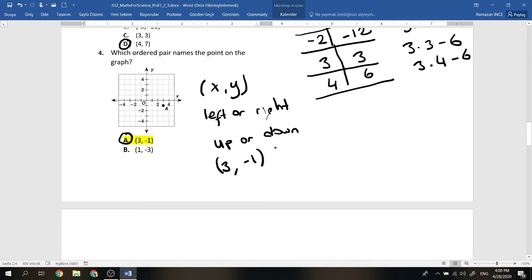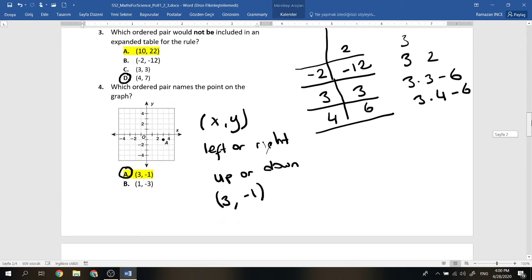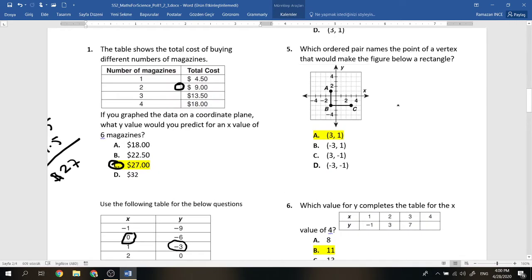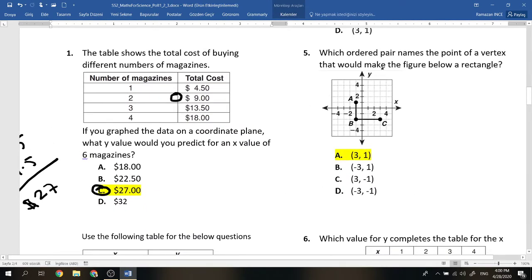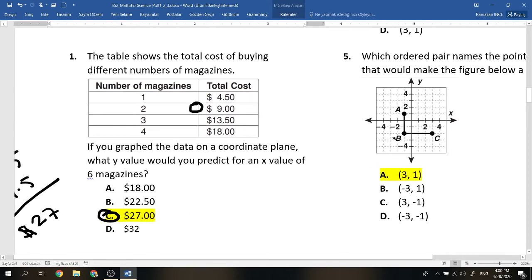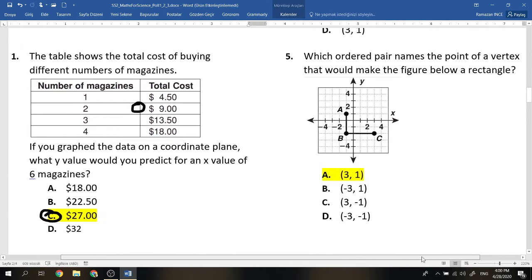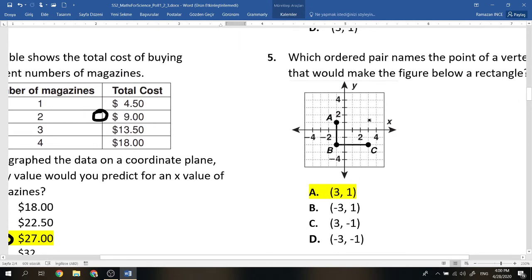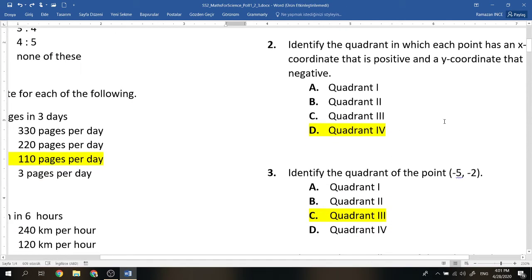Now let's move to the other question. Next question will be 5. Which ordered pair names the point of the vertex so that the figure below is a rectangle? Now we have a figure. For our figure to be a rectangle, we need a point from here. If we have a point from here, then we can draw our figure like that. It means the question is asking for the coordinates of this point.